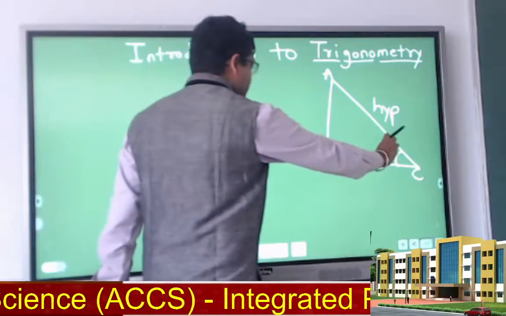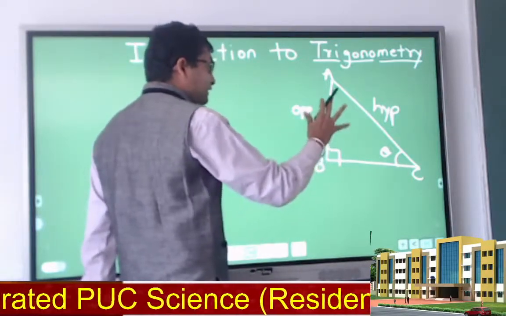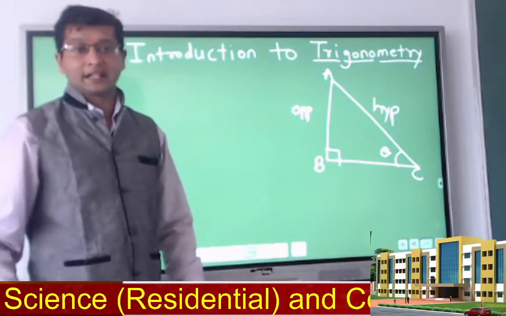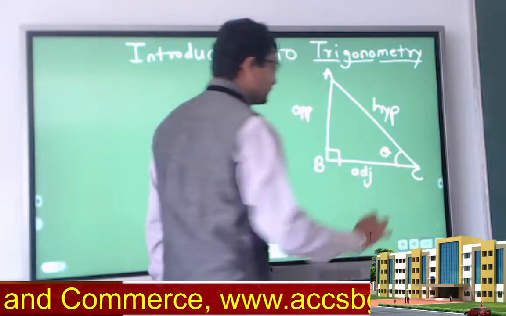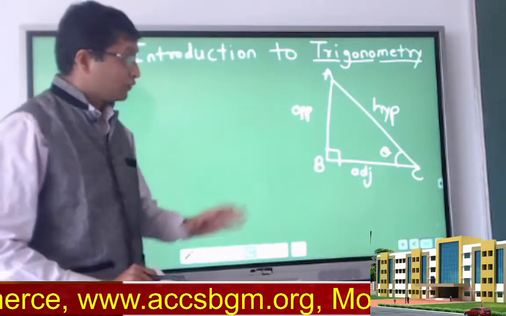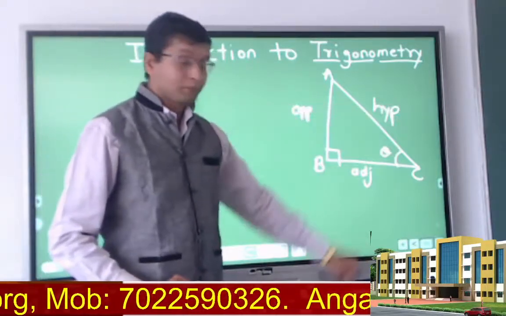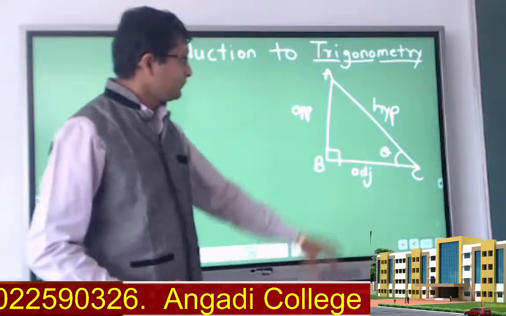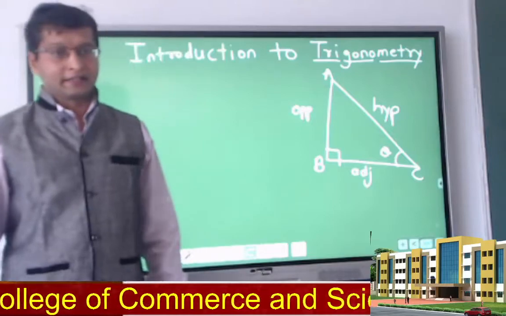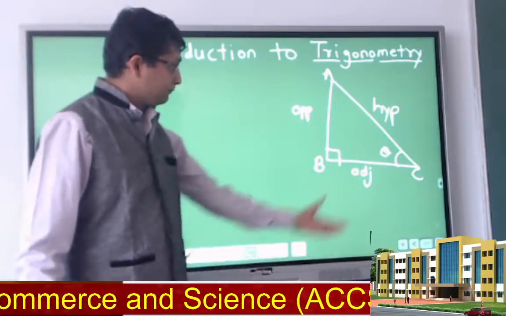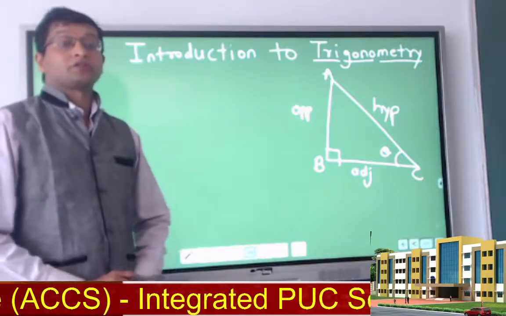Opposite to this theta, we write the opposite side, and the third side, whatever is remaining, is called the adjacent side, or another name is the base. So once again, opposite to 90 degrees, it is the hypotenuse. Opposite to theta, it is the opposite side, and the third side we call the adjacent side. Now we define 6 functions of trigonometry.